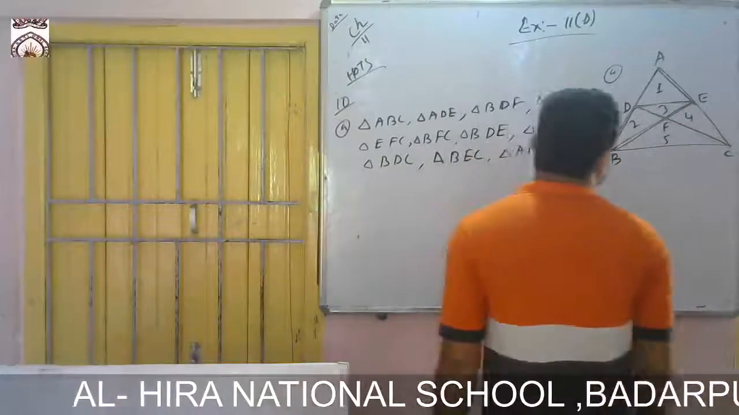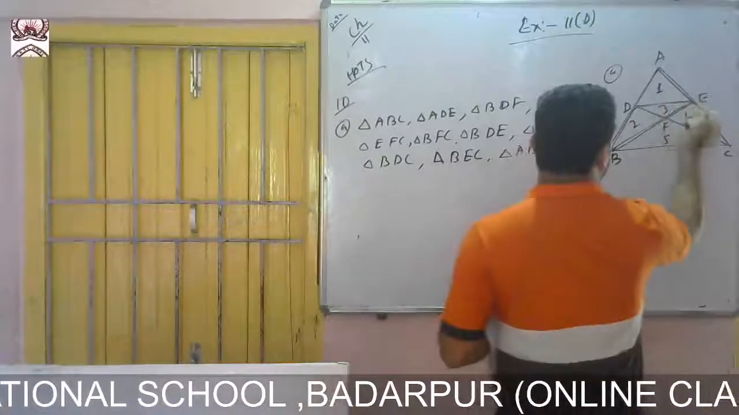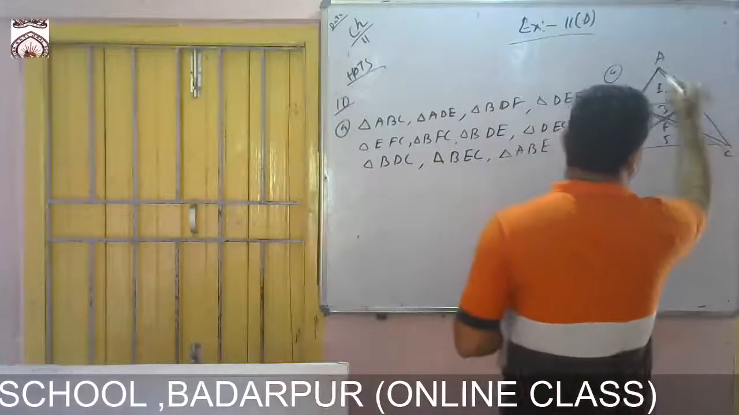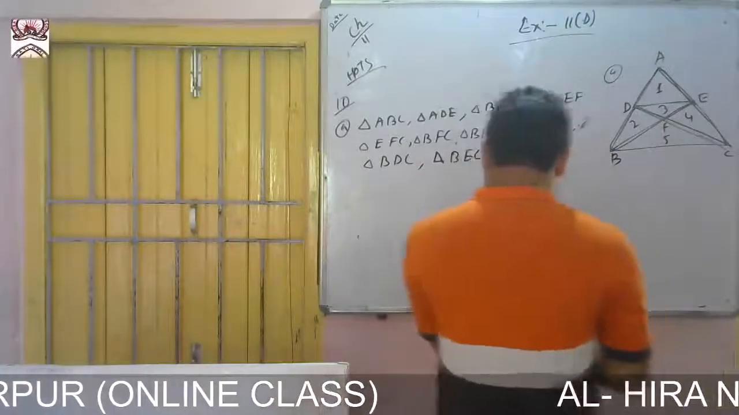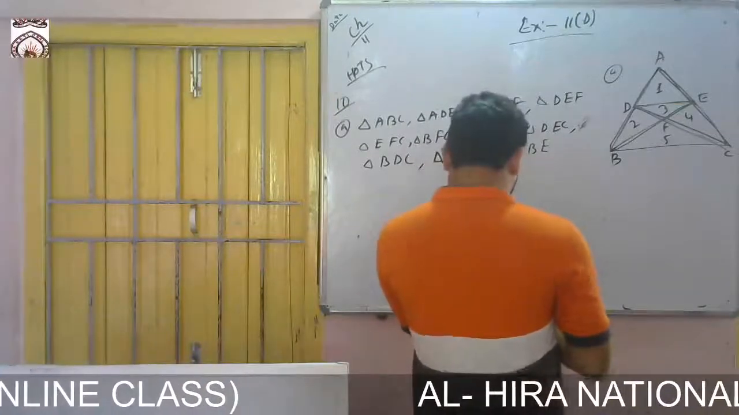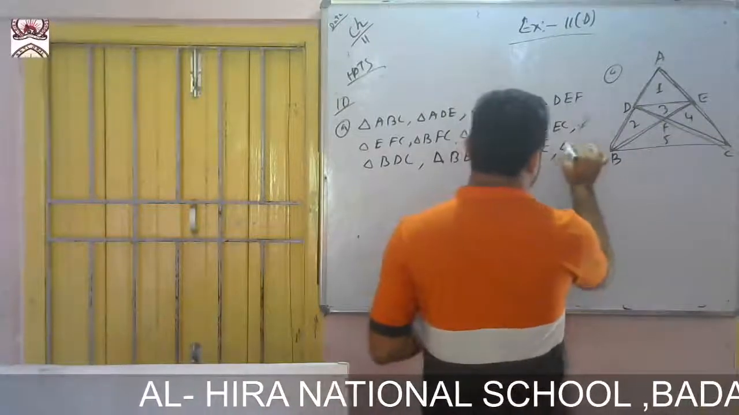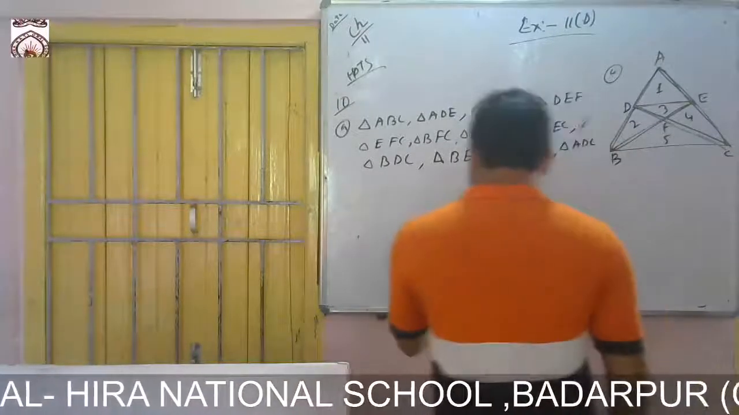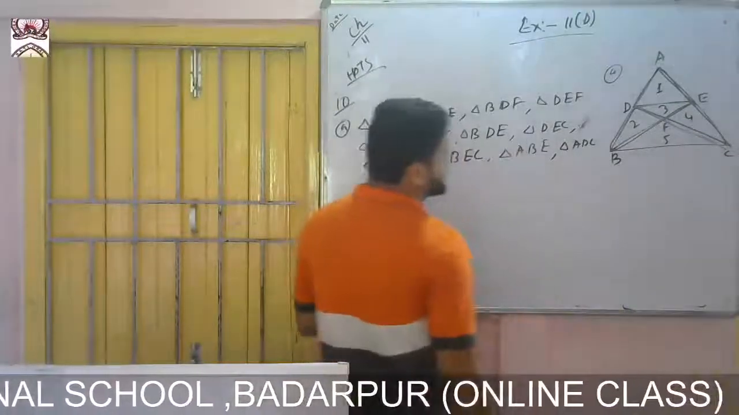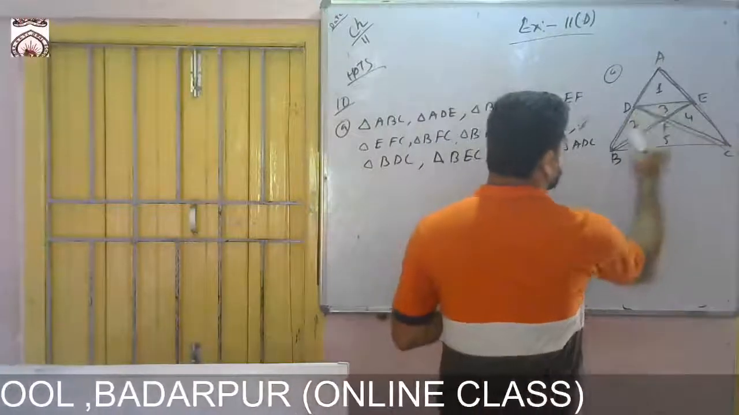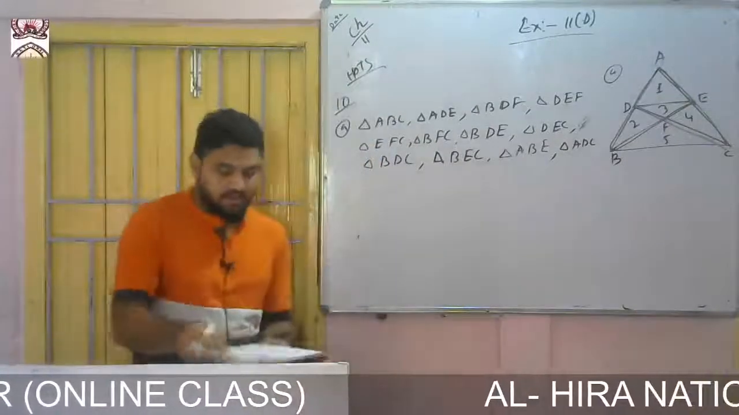And 1 3 4 will make another. This will be like this. 1 3 4 also will make another. So write this one. It will be ADC. Triangle ADC. Okay, so this is finished. This one we have already written, this one written, this one also written. So yes, all written. These are the triangles present in this big triangle.